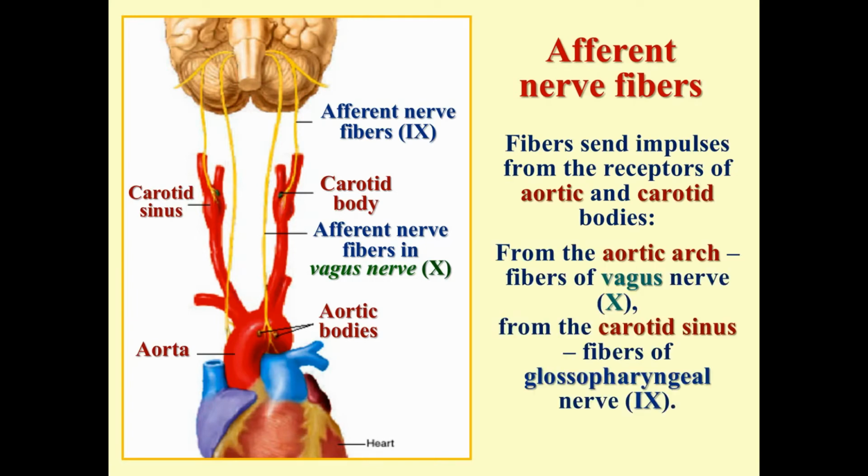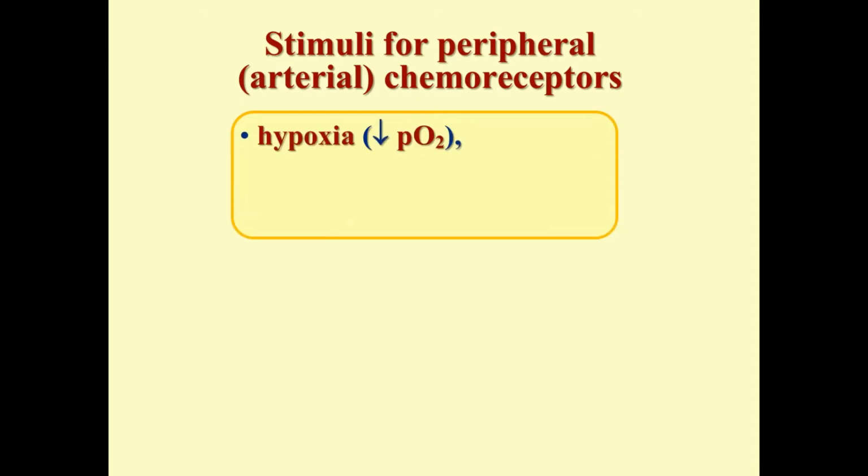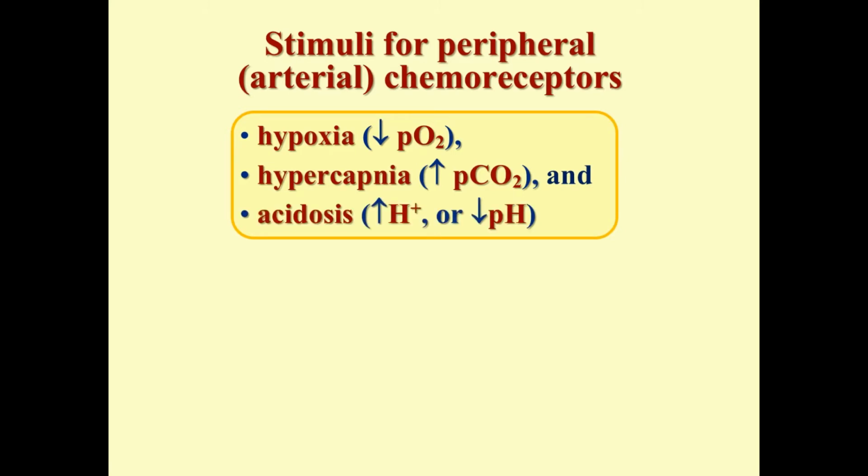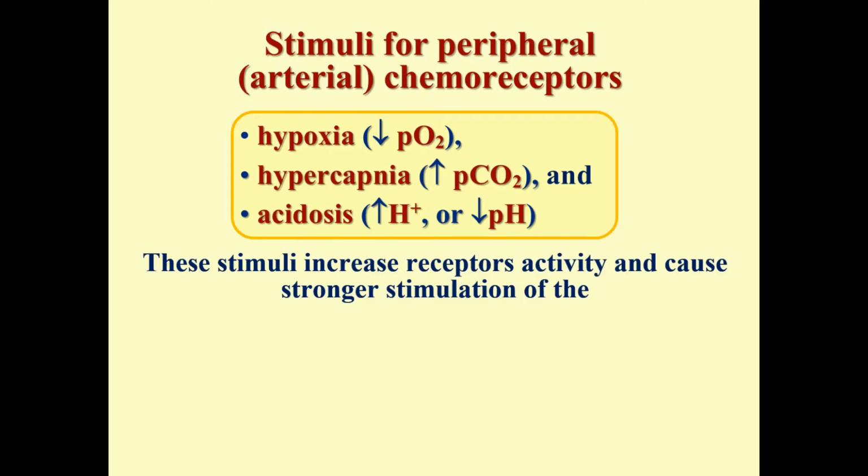Vagus and glossopharyngeal nerves are a source of the sensory information from peripheral vascular chemoreceptors. Stimuli for peripheral chemoreceptors, let's list again. This is hypoxia, a decrease in PO2, partial oxygen pressure; hypercapnia, elevation of the PCO2, partial CO2 pressure; and acidosis, an increase in concentration of H+ ions or decrease of pH value.